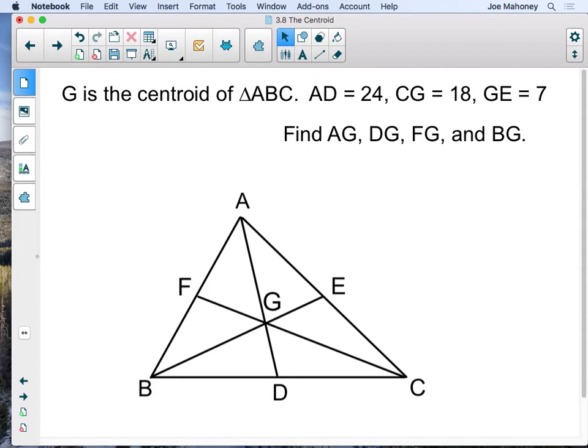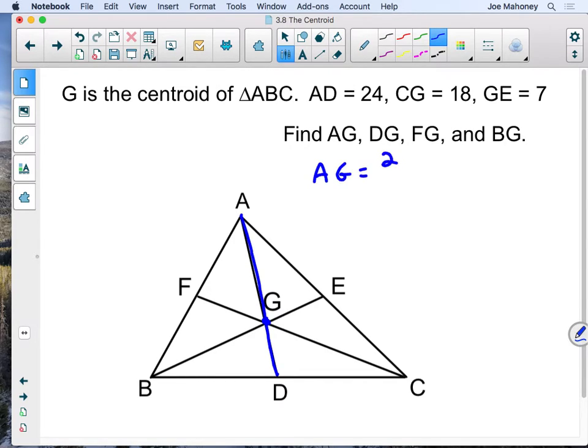We have some measures. Let's pause the video and see if you can find those 4 missing measures. Go ahead, I'll wait. Great, welcome back. How'd you do? Let's talk it through. So the first one is that AD is 24. I know that the centroid divides it into a 2/3, 1/3 part. So AG is 2/3 of AD. So 2/3 of 24.